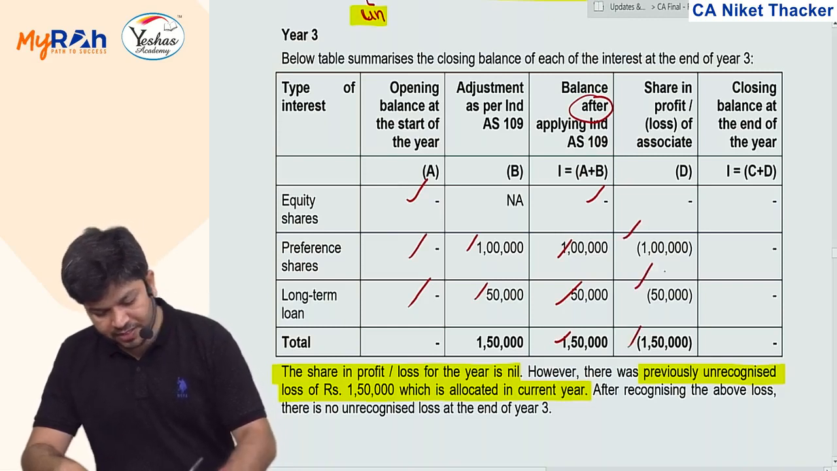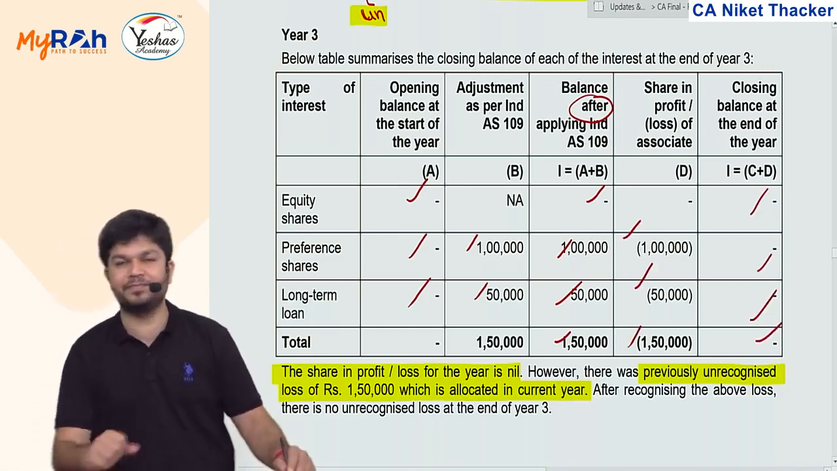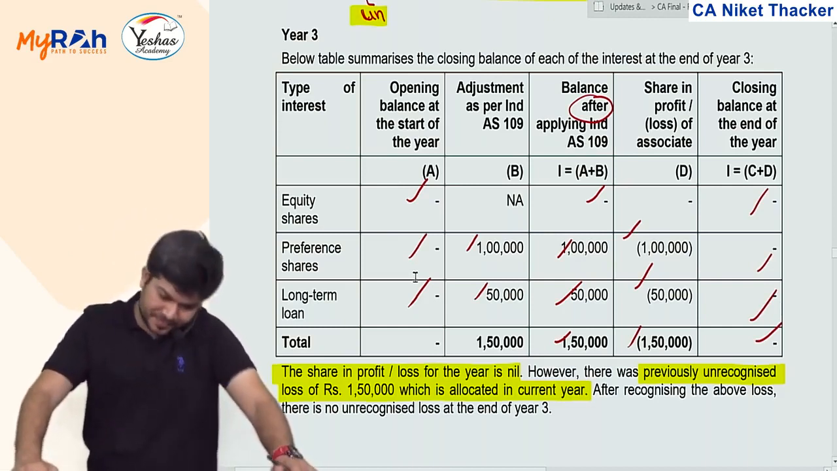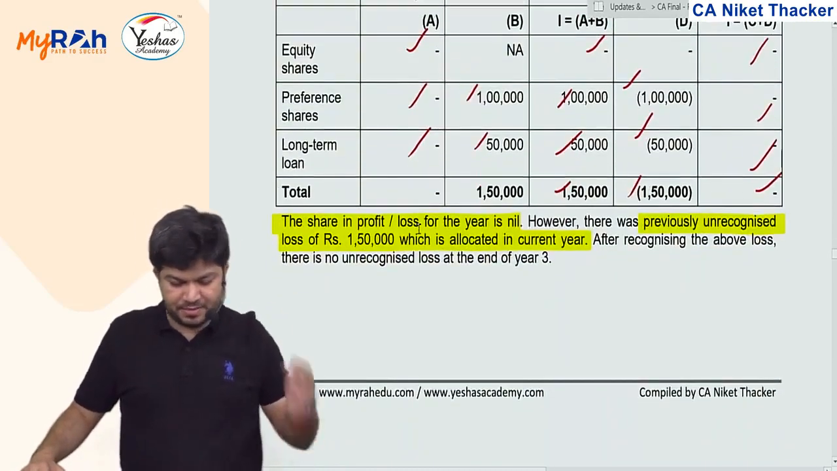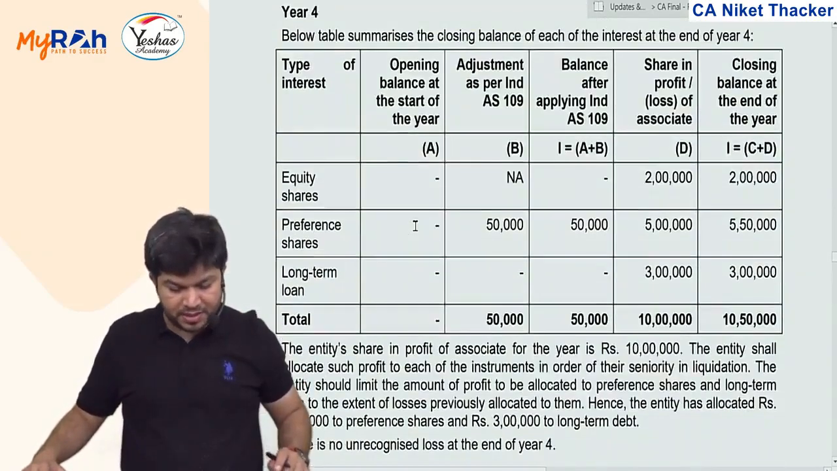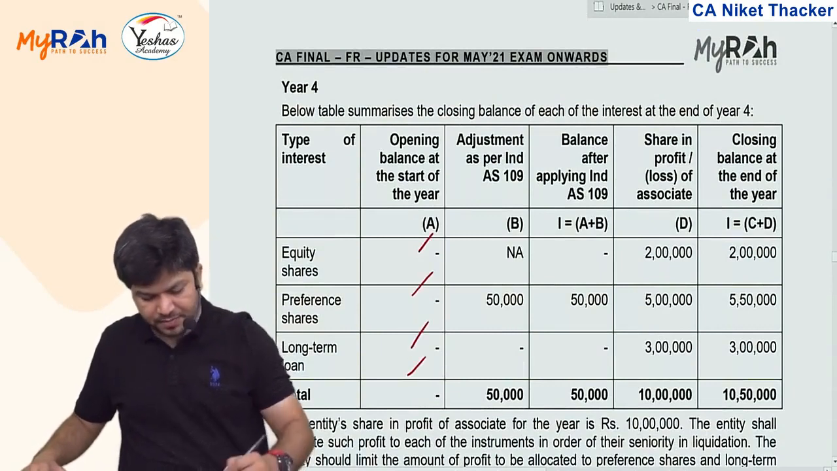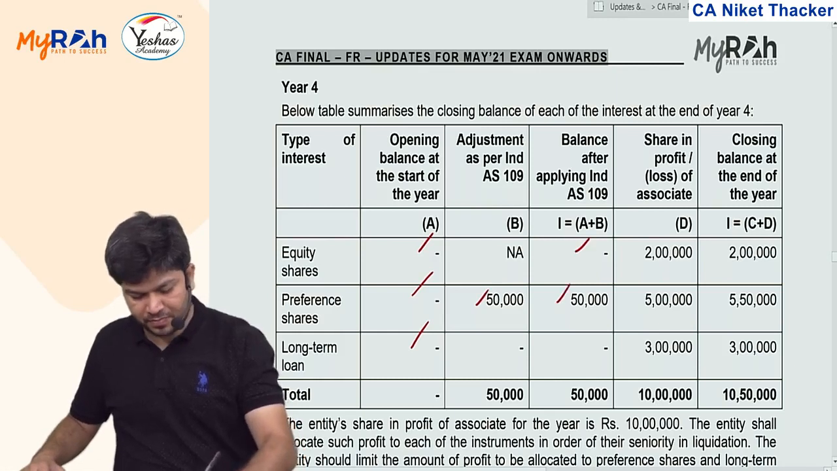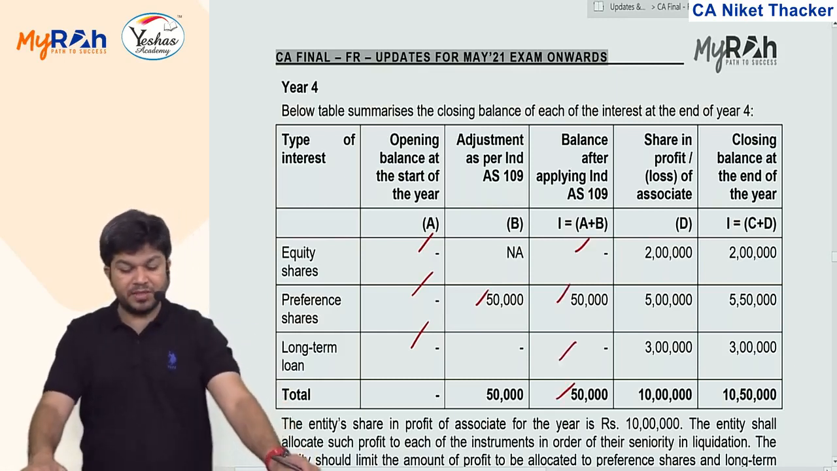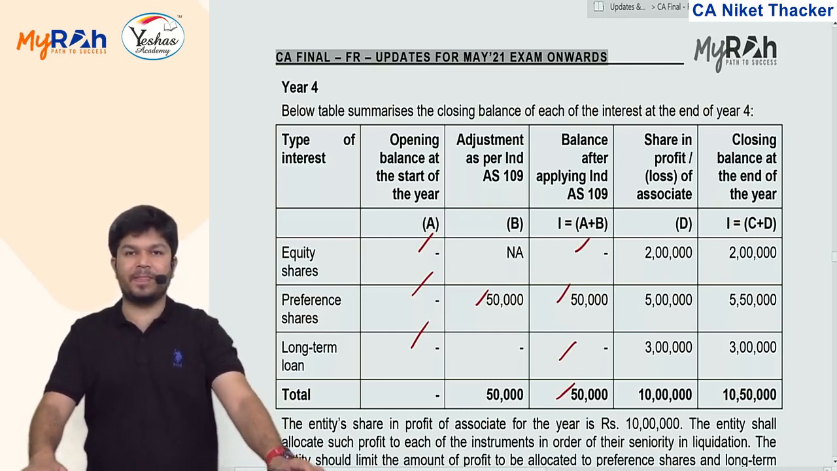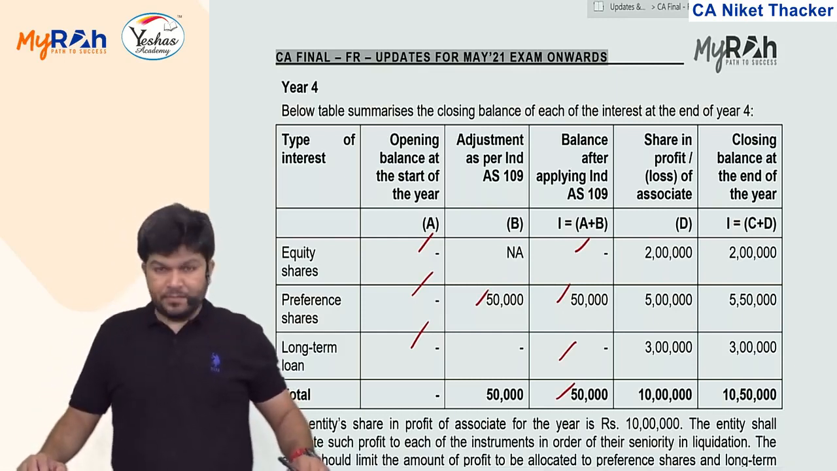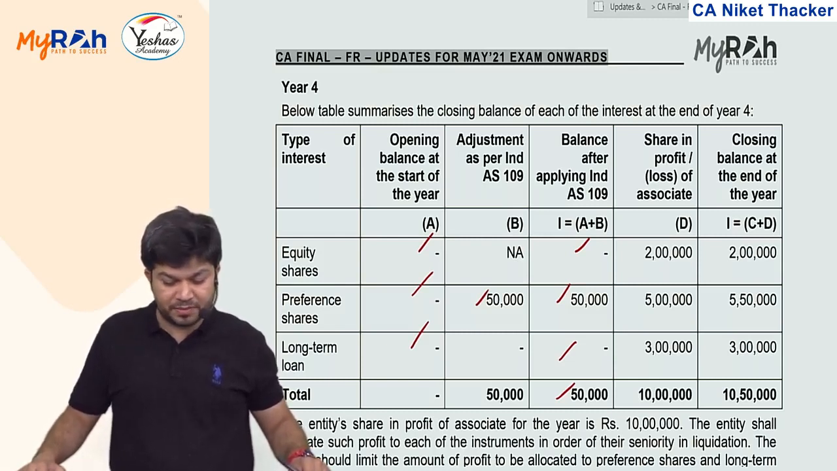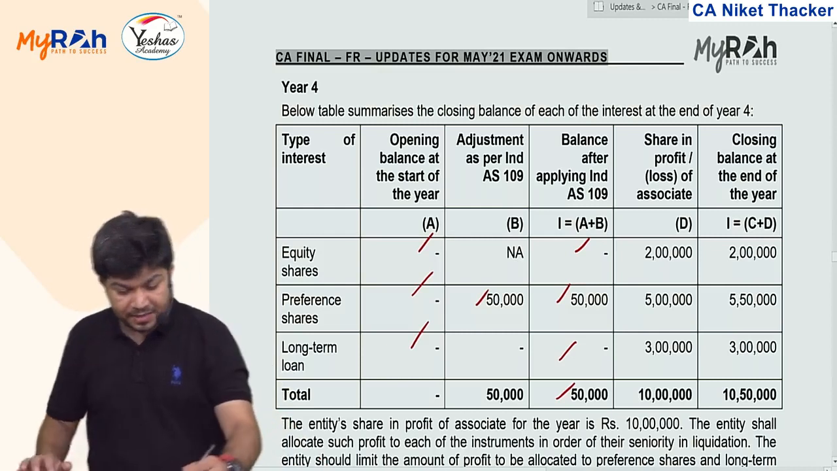So this 1 lakh went, 50 went. Now again everybody becomes nil. Okay, let's move ahead. Year 4 opening is nil. As per Ind AS 109, preference goes up 50. This is the balance after 109.